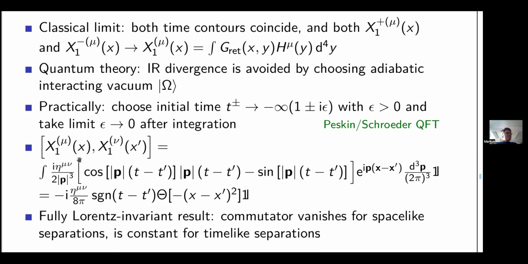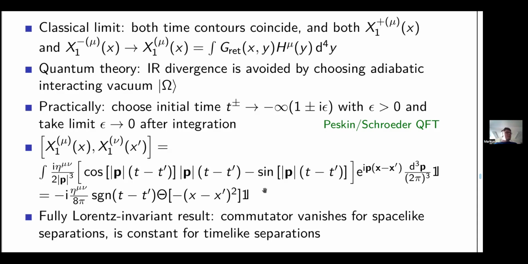Yeah, so the commutator of x1 mu at some position x and x1 mu at x prime is some Fourier integral. And if you go back to coordinate space, you get this. You get something which is proportional to the metric. There is a sine function, so it depends which one is in the future and which one in the past. And it tells you it's only non-zero inside the light cone.